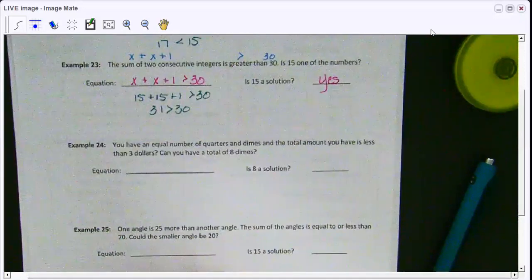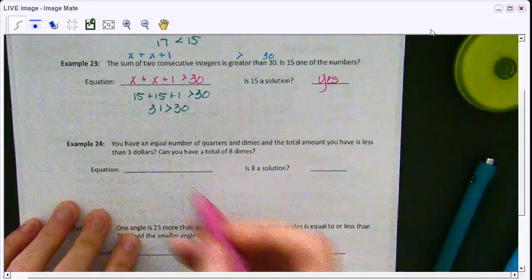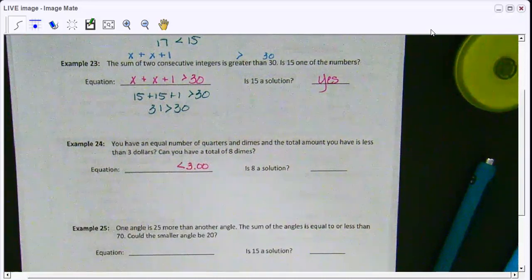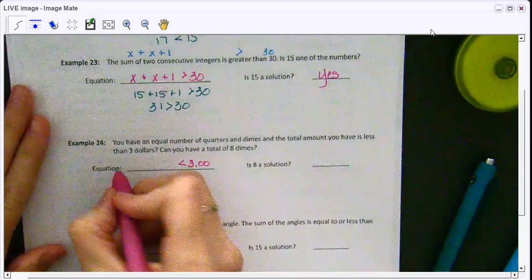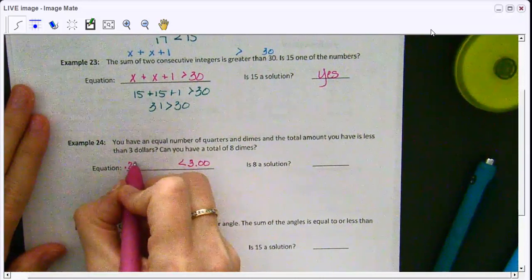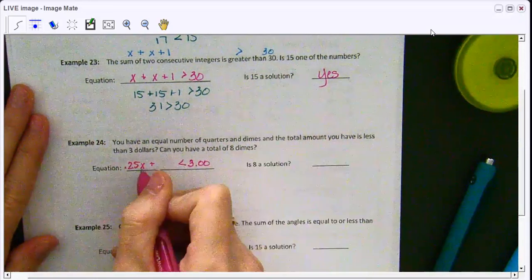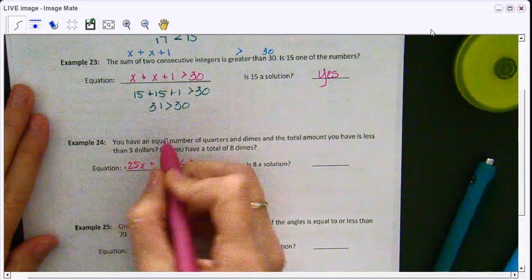Okay, let's go to 24. You have an equal number of quarters and dimes, and the total amount you have is less than $3. So I know that I'm going to have an inequality that is less than $3. Quarters are valued at 0.25, so 0.25x. And since my dimes are the same number, I can use x for my dimes.